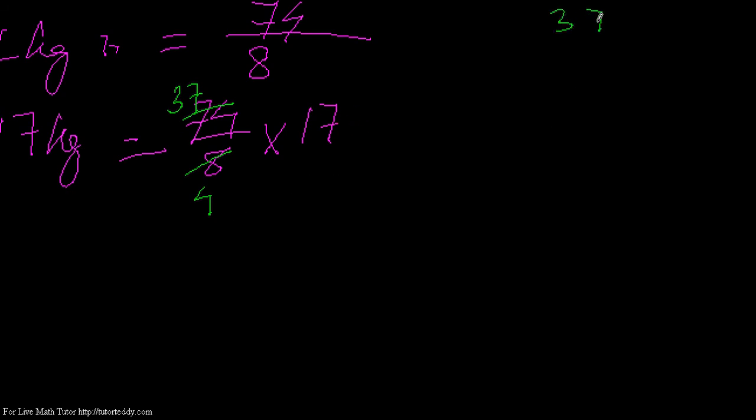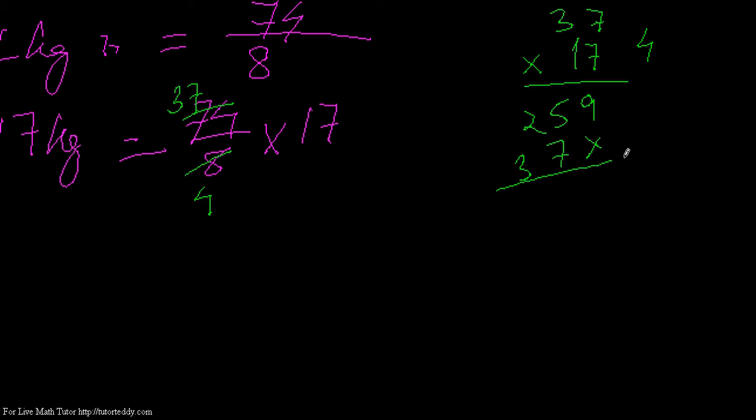So 37 into 17 is there in the numerator, and that is 7 sevens are 49. I have 4 to carry. 3 sevens are 21 plus 4 is 25. I put this multiply sign, and 7 ones are 7, 3 ones are 3. I add them. 9 here. 5 plus 7 is 5, 6, 7, 8, 9, 10, 11, 12. 2 here and 1 gets added to this place. 1 plus 2, 3 plus 3, 6. So I got 629 in the numerator divided by 4.